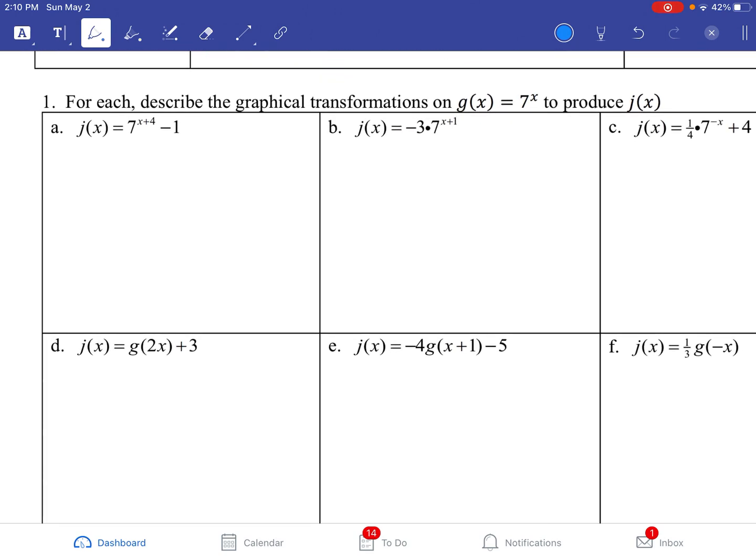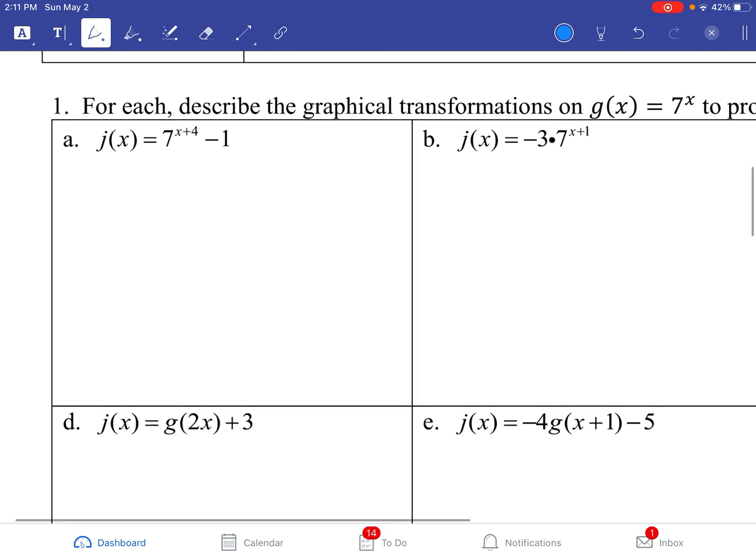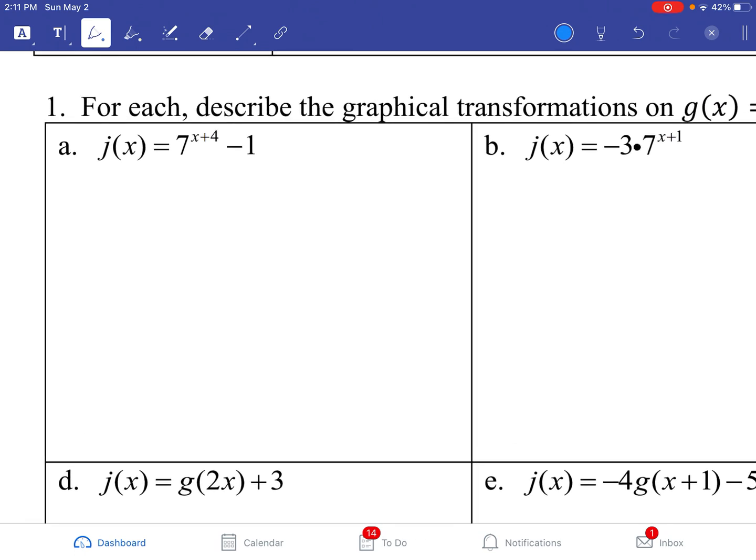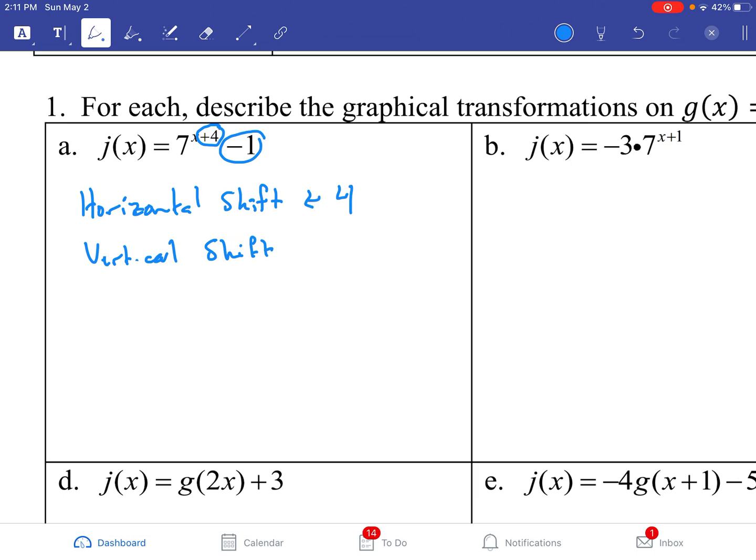So we're going to see a couple different examples of different types of function notation. Okay, this one, the first three are done with the actual equation. So we have two different things happening in this. We have the plus 4 right here. This is a horizontal shift. This is going to the left by 4. And then the negative 1 is a vertical shift. And it's going down by 1.